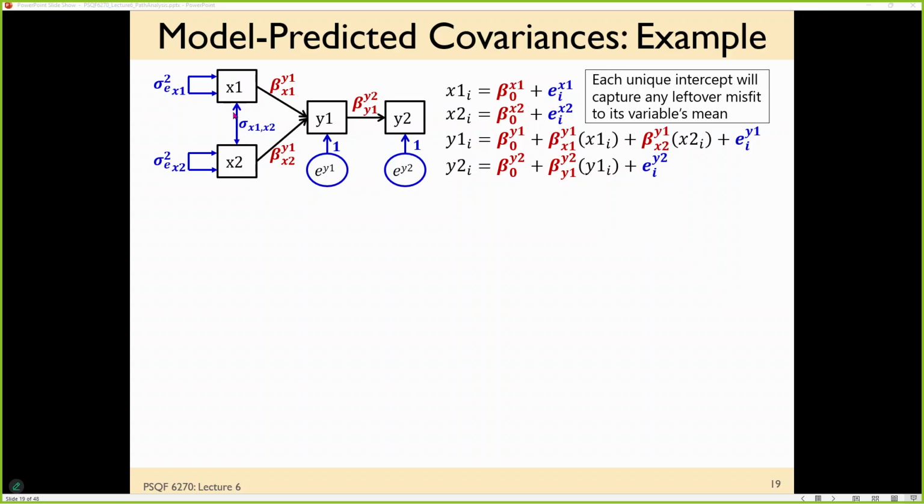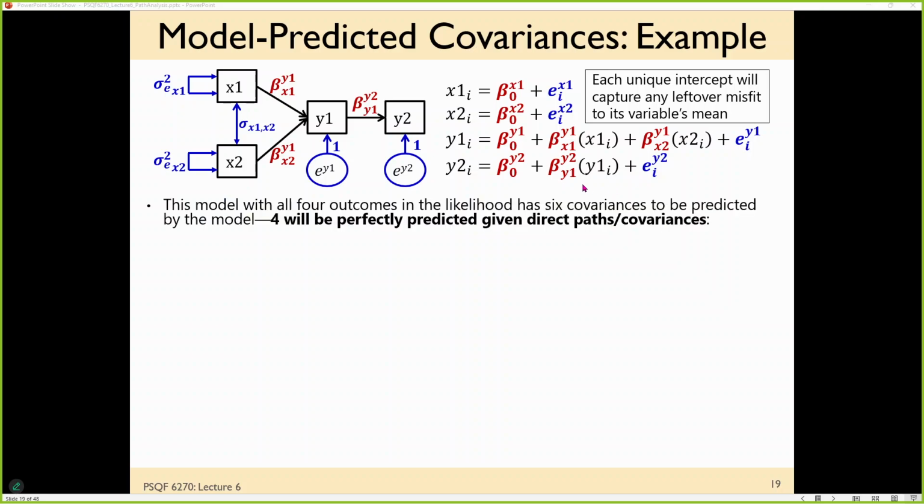I'm also including a covariance between them because they're being considered outcomes. So I'm not saying one predicts the other, I'm just saying they're related. y1 is predicted by a fixed intercept, the slope of x1 and the slope of x2, and a residual. y2 is predicted by a fixed intercept, the slope of y1, and some kind of residual. So in this model with 4 outcomes, we have 6 covariances that we would want to be trying to recreate. 4 of them are going to be perfect.